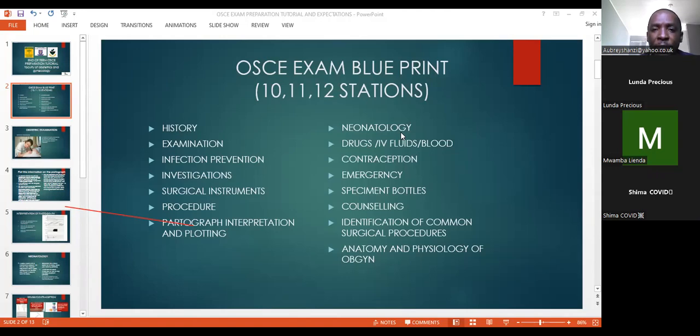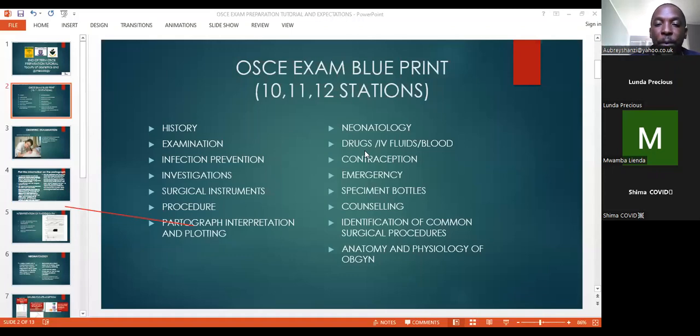Then the other thing about neonatology is the common abnormalities: spina bifida, gastroschisis, and all those common neonatal abnormalities. Then you need to know your IV fluids. Where do you use dextrose in obs and gyne? Where do you use normal saline? Where do you use Ringer's lactate? Even your cannulas. A green cannula, how much fluid does it deliver in a minute at its maximum? A gray cannula.